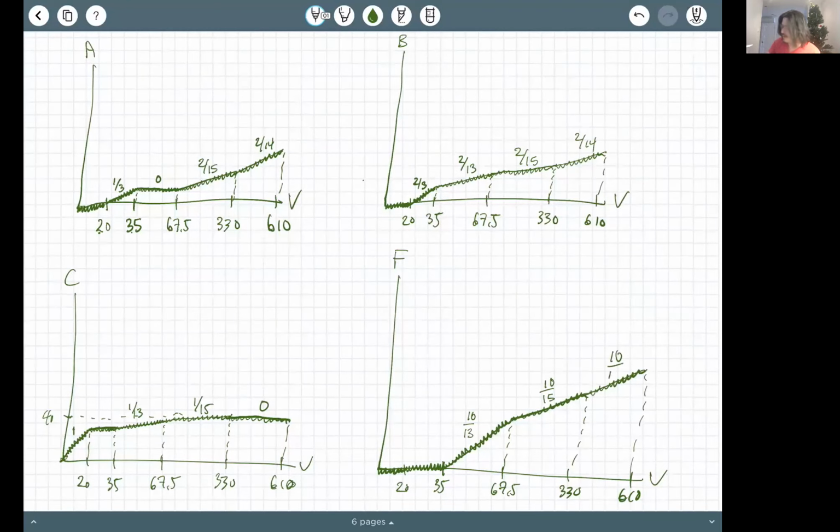And then the final step is what happens at 610. Well, at 610, C now converts. And so they go back to having 1 million shares. So now their slope goes back up to 1 out of 15. And everyone else gets rediluted to 2 out of 15, 2 out of 15, and 10 out of 15 million shares. And this completes the waterfall analysis in this specific example.